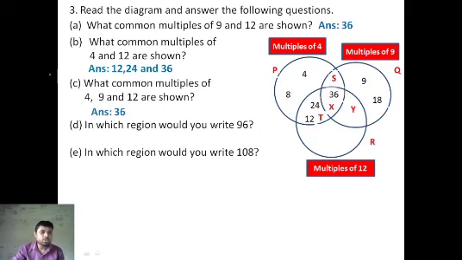Okay, now come to question D. In which region would you write 96? That means we have to check whether 96 is a multiple of 4, of 9, or of 12. So 96 is a multiple of 4? That means 4 ones are 4, 4 twos are 8, 4 threes are 12. Like this you have to count, but up to which number will you count? 96.